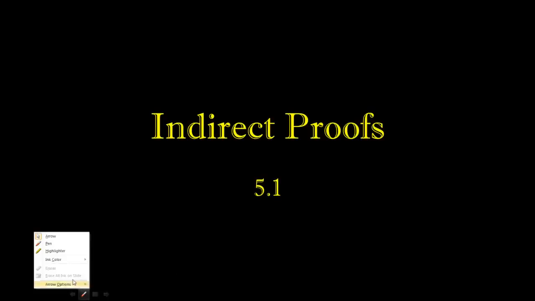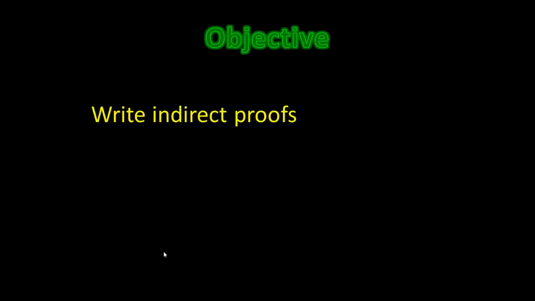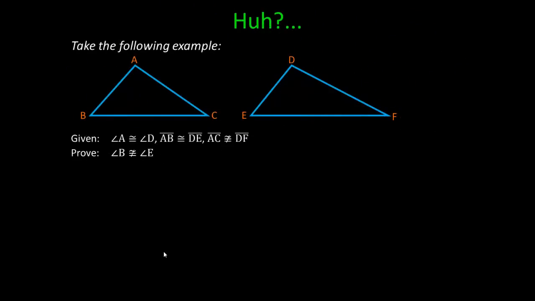Interesting unit today, or not unit, section. This is indirect proofs, and this is 5.1 if you want to follow along in your books. Now, you've done two-column proofs, you've done detour proofs, you've never done indirect proofs, obviously, and you might be wondering what they are. Let's start with our objective. Only objective is to be able to write indirect proofs. That's it. You might be saying to yourself, huh?